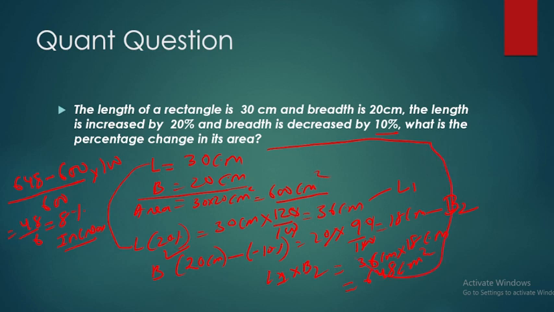But for the MBA entrance examination, I give you a formula. If the percentage increase is 20% and the other is decreased, you can use this formula: A plus B plus AB by 100. What is A? A is this 20%. Put 20 here, it is increased, so plus 20%. B is decreased, that is breadth is decreased, so put minus here. Now AB is nothing but 20 into 10 by 100. Finally, you get 20 minus 10 is 10, minus 2, that is 8%.